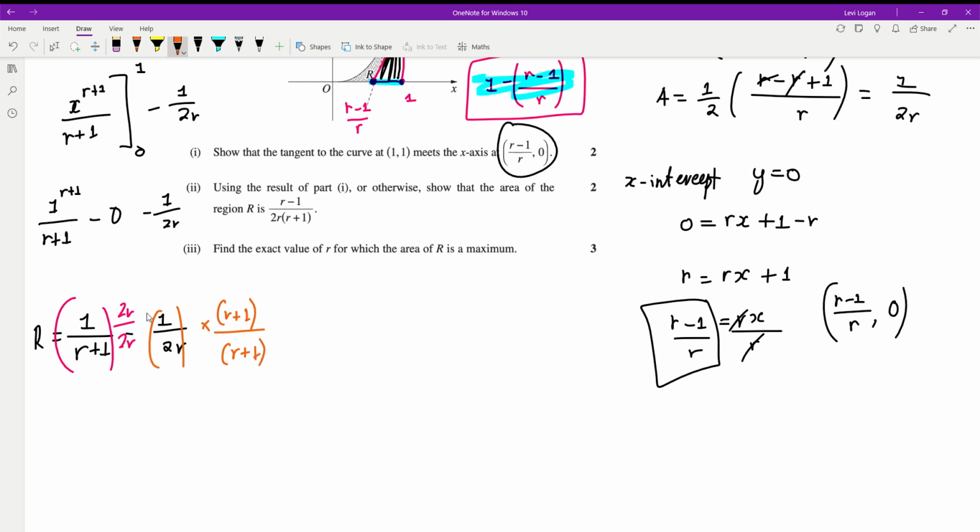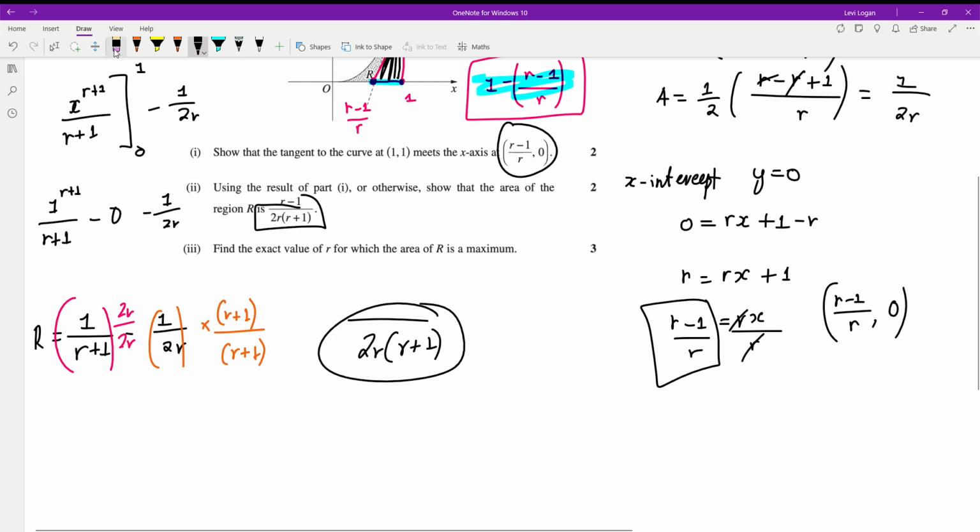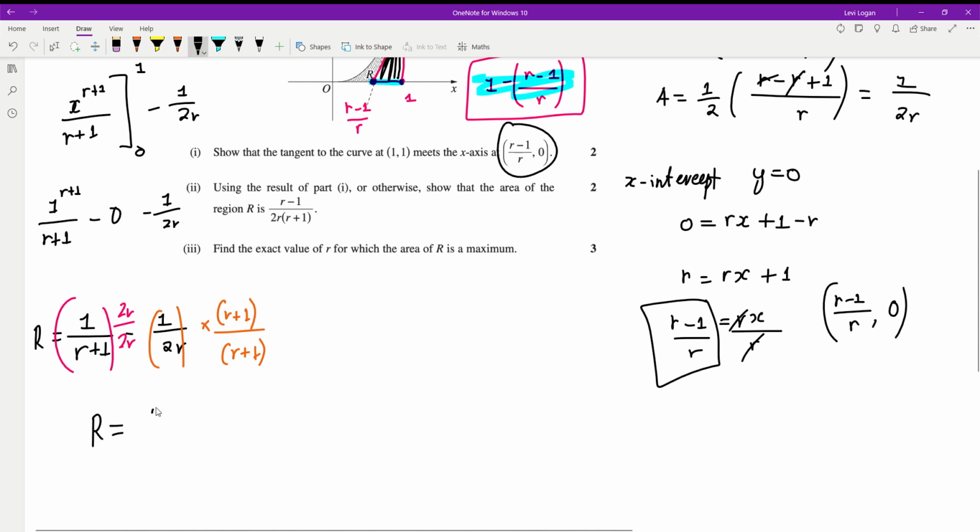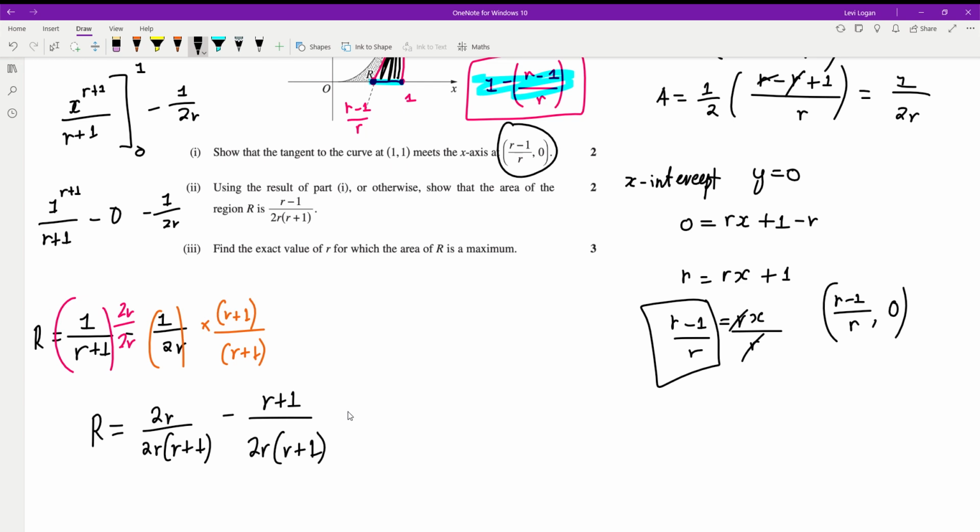Technically we're multiplying them both by 1, so we can have a common denominator of 2r on r plus 1. And we can see that's starting to appear for our result here. So if we do that, we're going to get r is equal to 2r on r plus 1 minus r plus 1 on 2r on r plus 1. We can add them together because they're like denominators. So what we're going to get is pretty much 2.